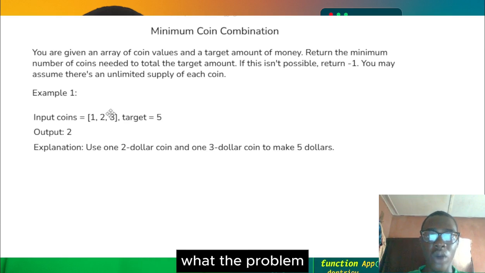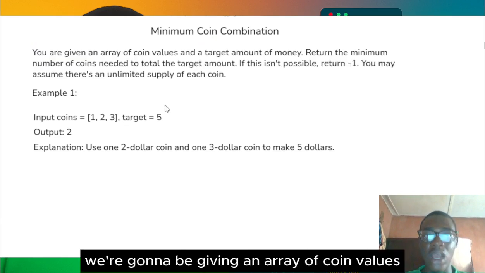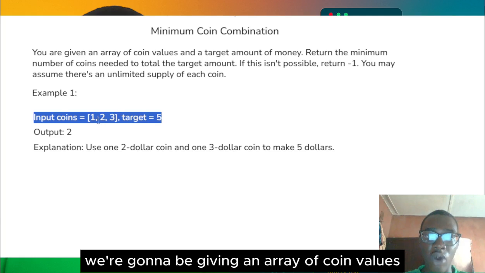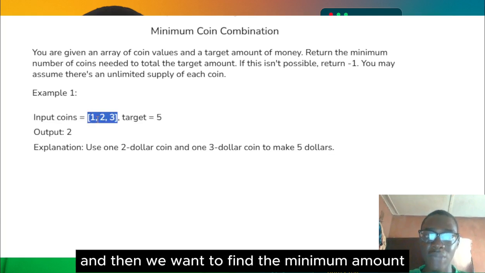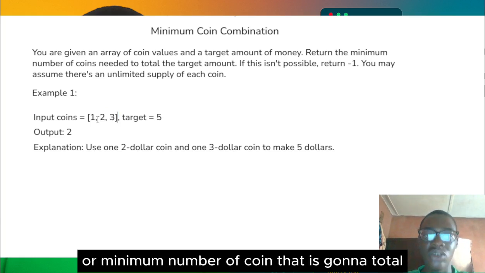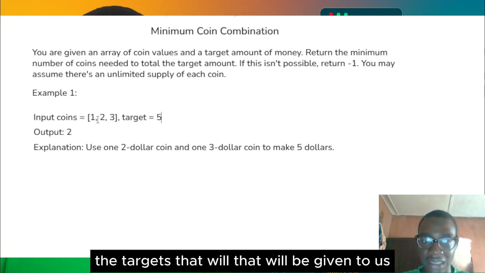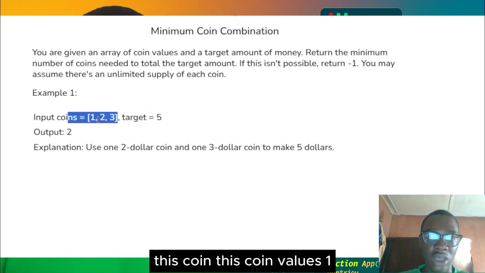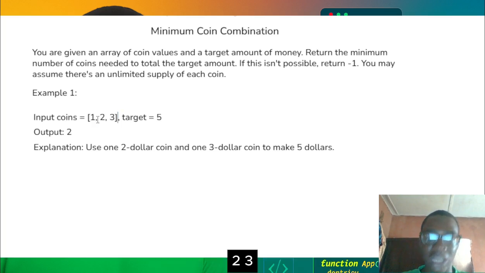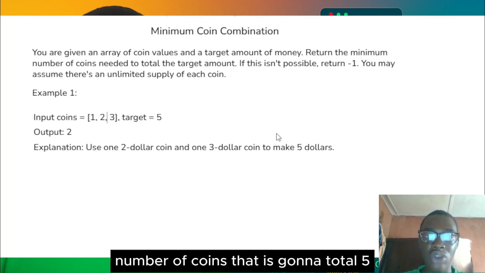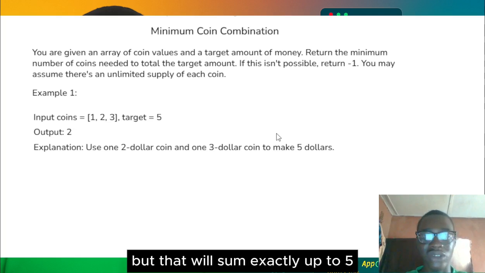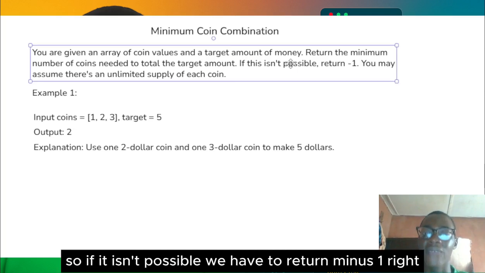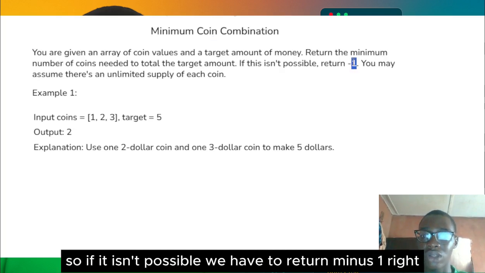So here, what the problem statement is trying to tell us is that we're going to be given an array of coin values, and then we want to find the minimum number of coins that is going to total the target that will be given to us. So we are given a target 5, and we are given the coin values 1, 2, 3. So we want to find the minimum number of coins that's gonna total 5, not less than, not greater than, but that will sum exactly up to 5. If it isn't possible, we are asked to return -1, right?